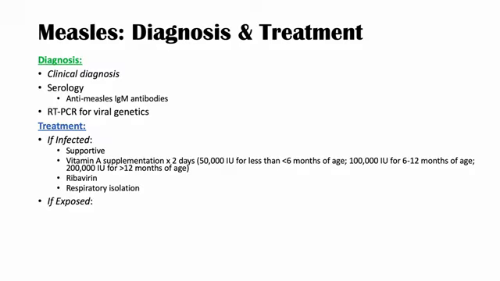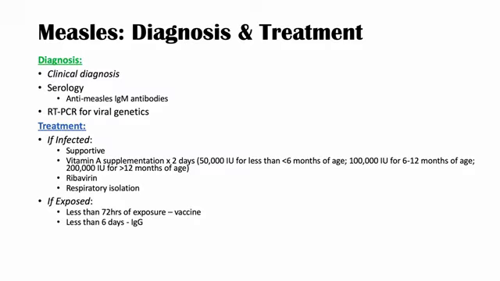Now, if the patient has been exposed, but they're not necessarily infected, if it's less than 72 hours before exposure, you can give them the vaccination. If it's more than 72 hours, but less than 6 or 7 days, you can give them immunoglobulin G. And that can help prevent or reduce the possibility of getting an infection of measles or reduce the severity of the measles infection.